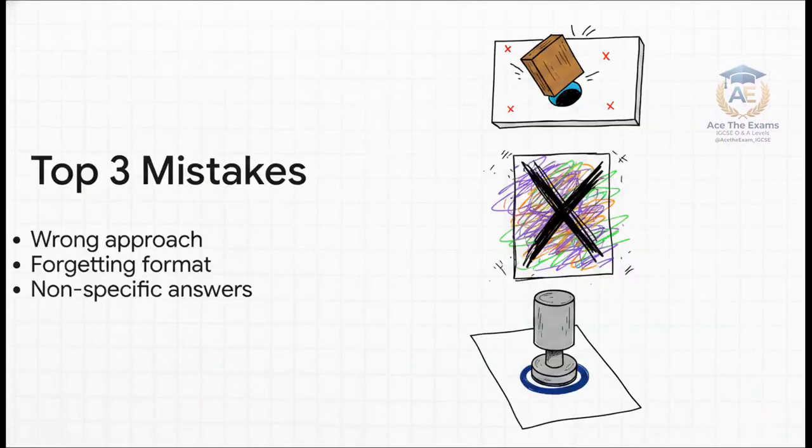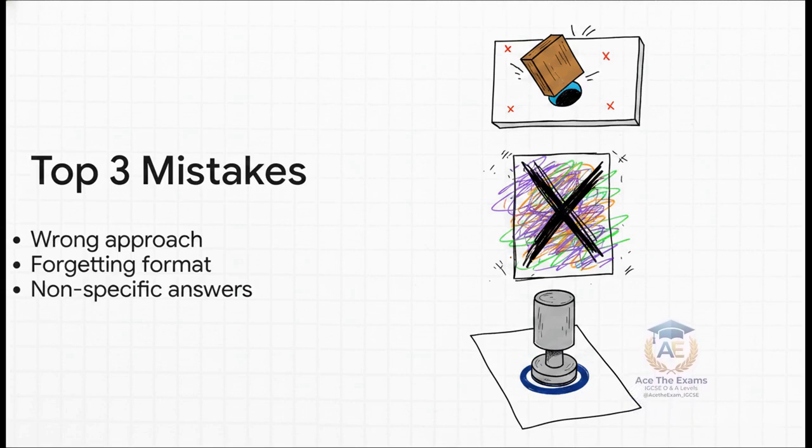Digging even deeper into the examiner reports, we have isolated the top 3 specific, fatal mistakes. Number 1, using the wrong approach for the wrong context. You might write a genuinely brilliant, beautifully worded paragraph on duality, but if the question prompt was subtly testing materiality, you score an absolute 0. You answered a question they didn't ask.